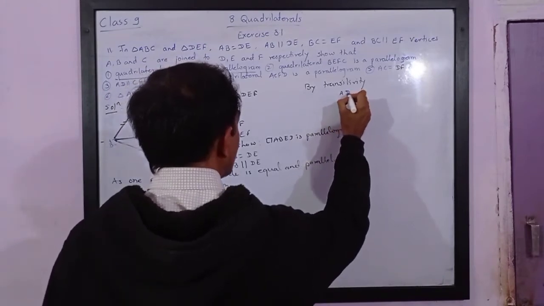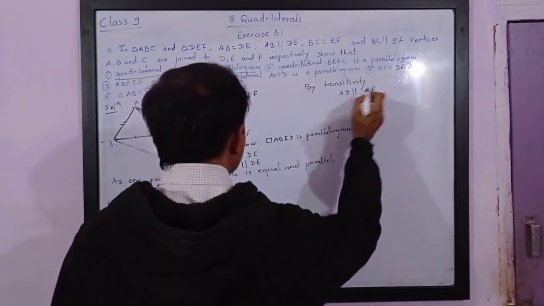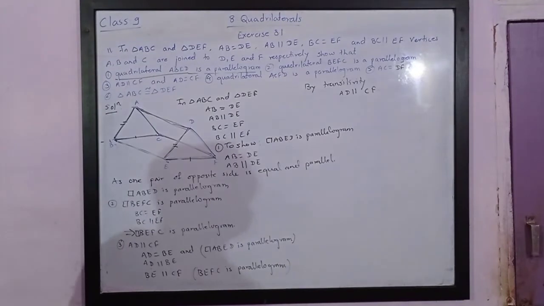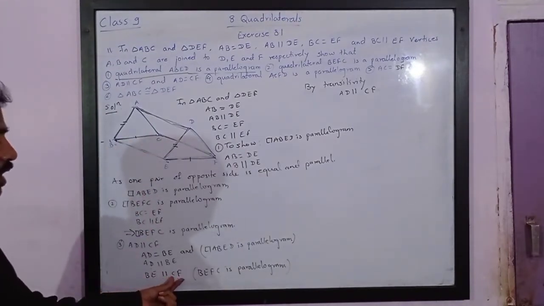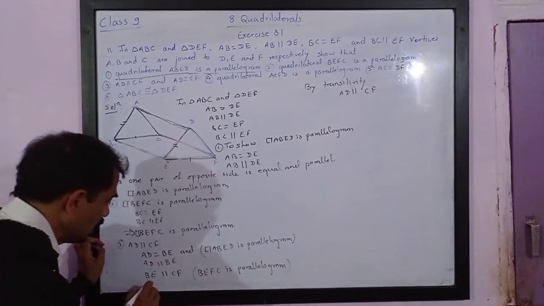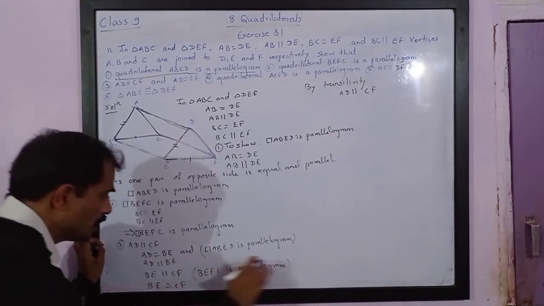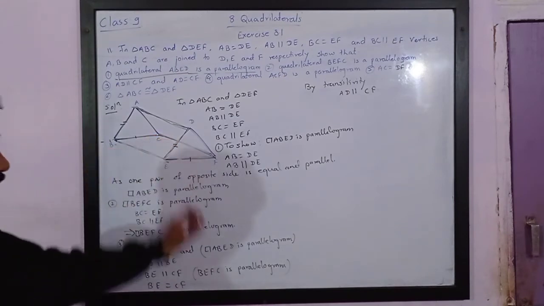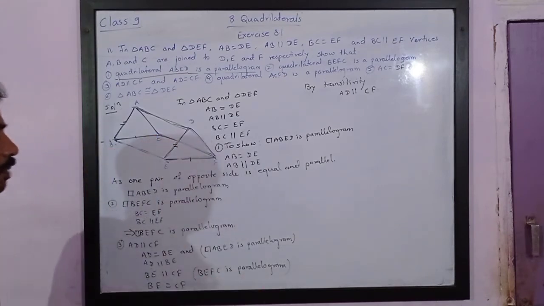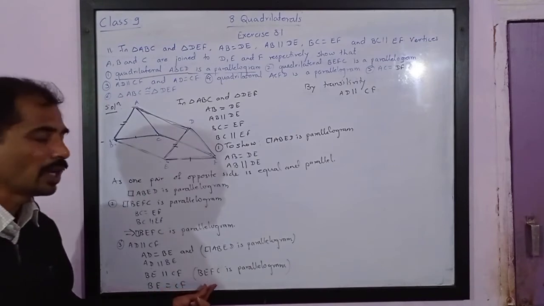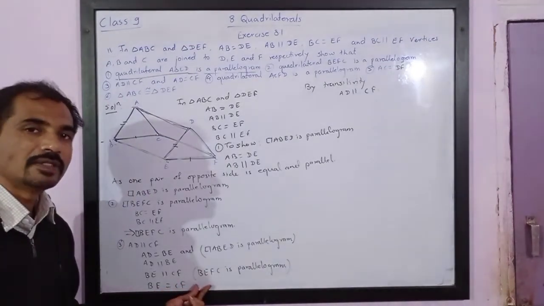AD parallel to CF. And please note, BE is equal to CF. Same reason, BE is equal to CF since BEFC is a parallelogram. If it is a parallelogram, then its opposite sides are parallel as well as equal.